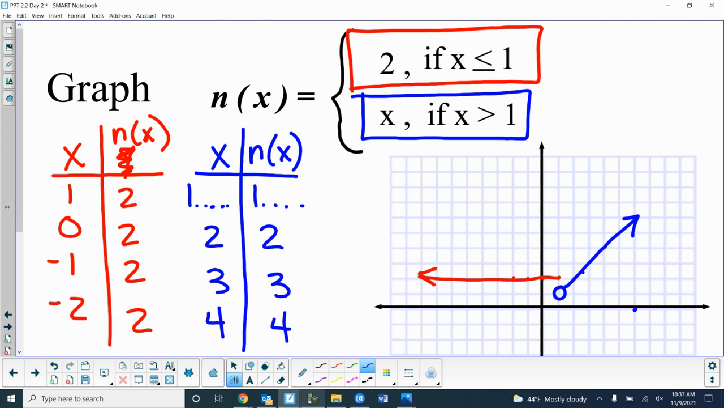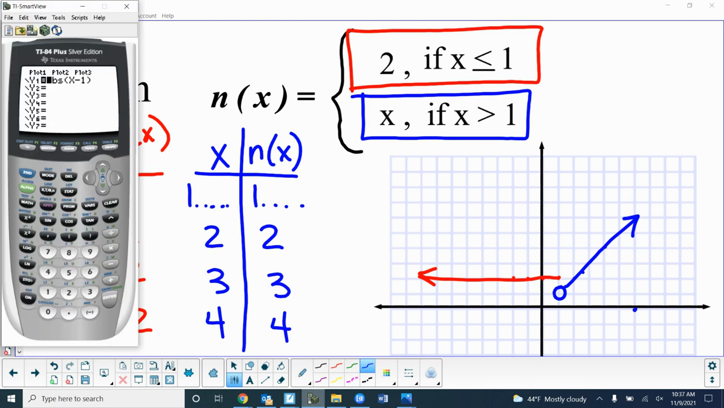Again, you can use your calculator. Right? It's not going to do this part. That's what you got to figure out. But it'll do the horizontal and that y equals x part. All right? Go to your y equals. Clear that out. Put 2. Enter. And x. Enter. And then hit graph. There's the 2 one. And there's the x one. You just got to figure out where you got to put your circle and dot, where they kind of separate, where the pieces separate. Okay? Does that make sense, what I did there?